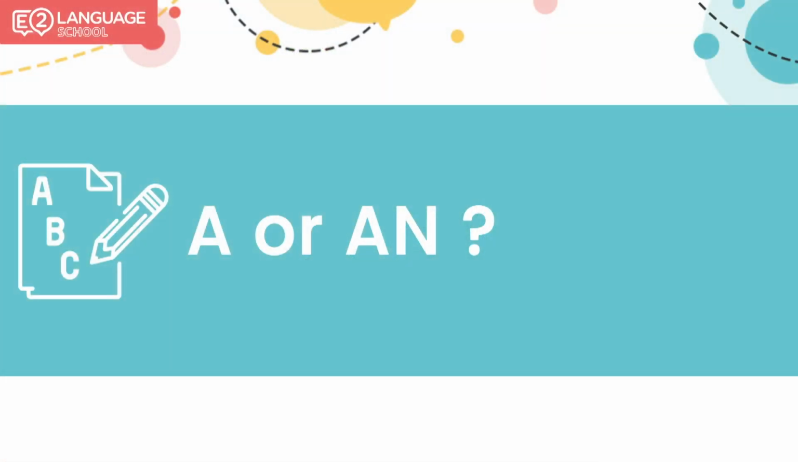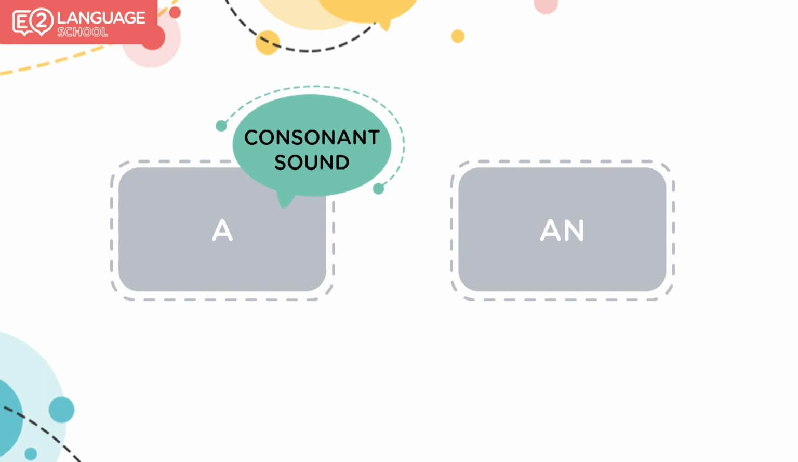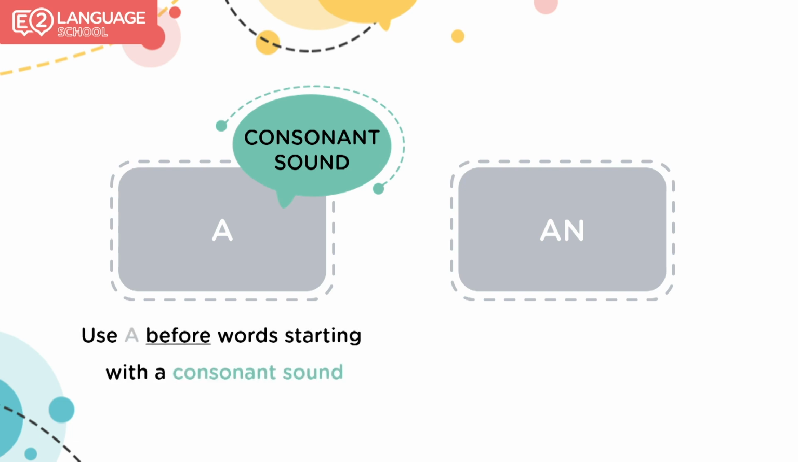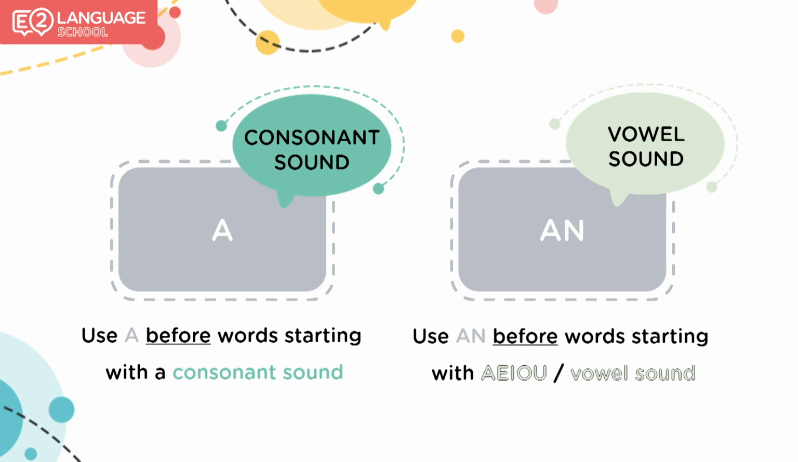How do we know when to use a or an? We use a with consonant sounds, so before words that start with a consonant sound. An we use before words starting with a vowel sound.